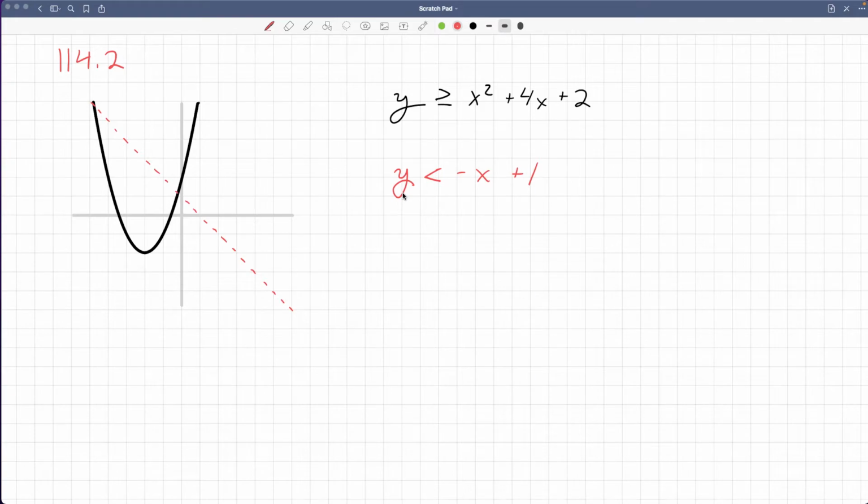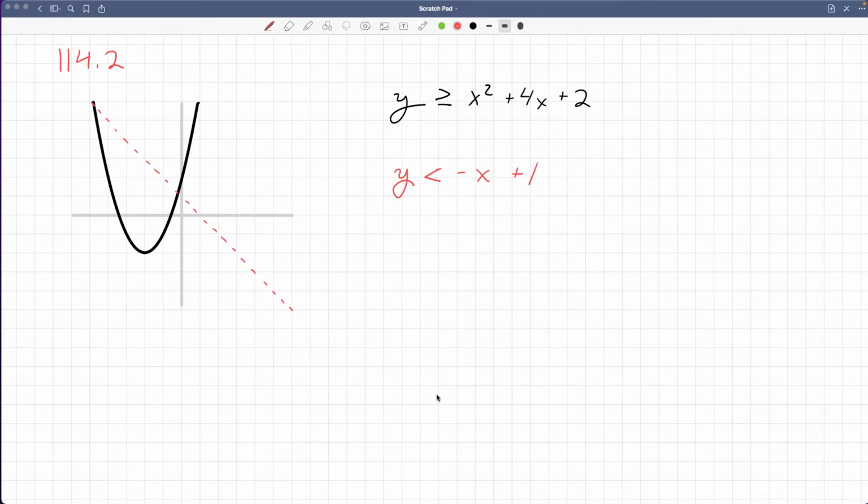Now our line is a less than, so it does not have the equal. So it's going to be a dotted line because of that. And it's a negative x, so it is going to be a downward line. So all of that is true. It has a 1/1 because there's no coefficient here. The coefficient is 1. And because it is a -1, it is downward 1/1, down 1/1, down 1/1, down 1/1, which is exactly the slope of this line.